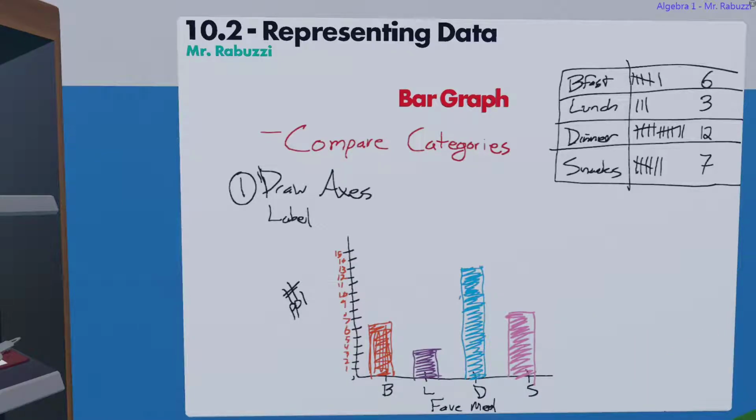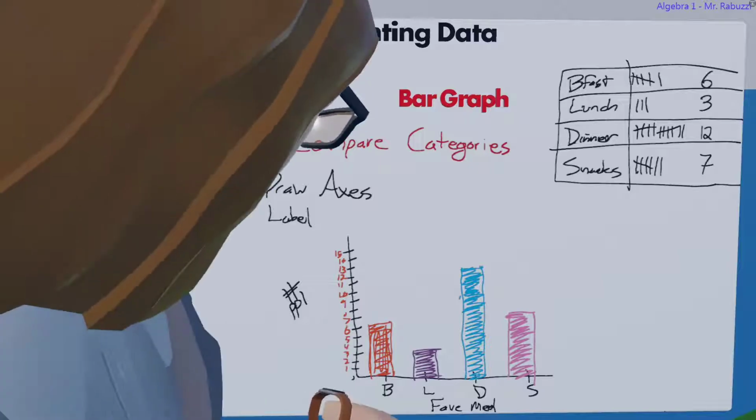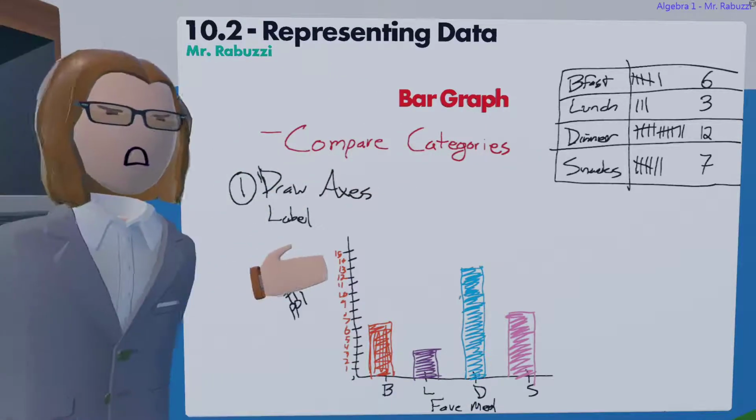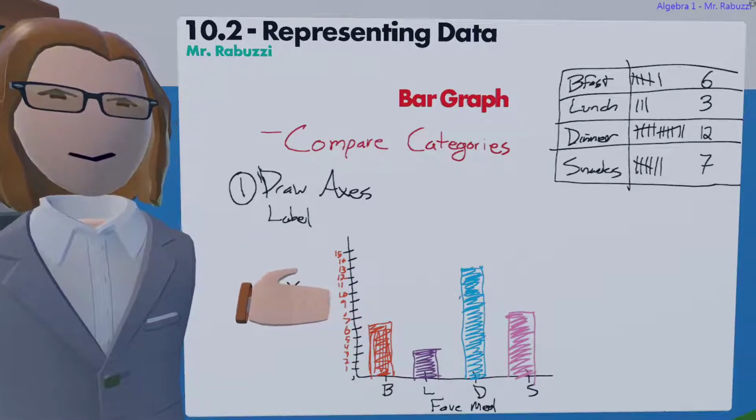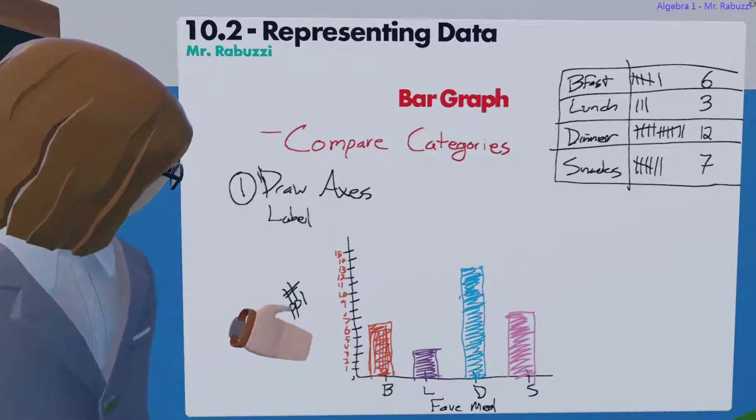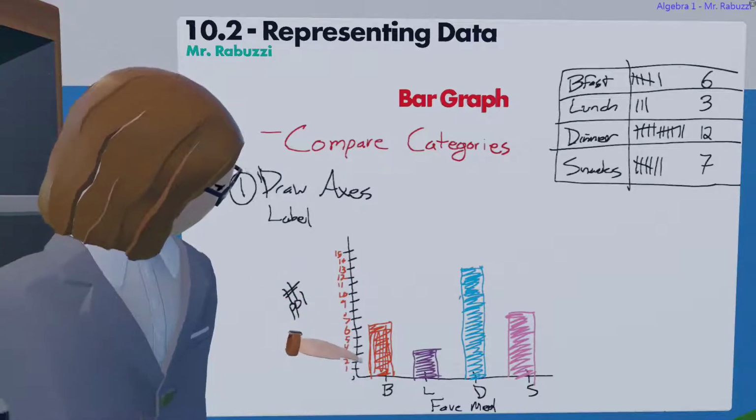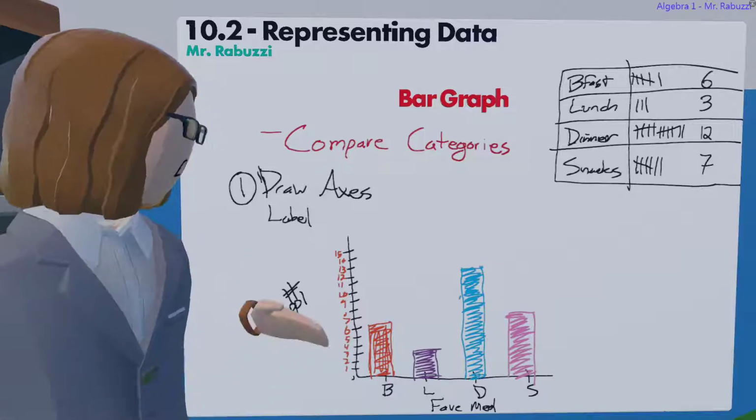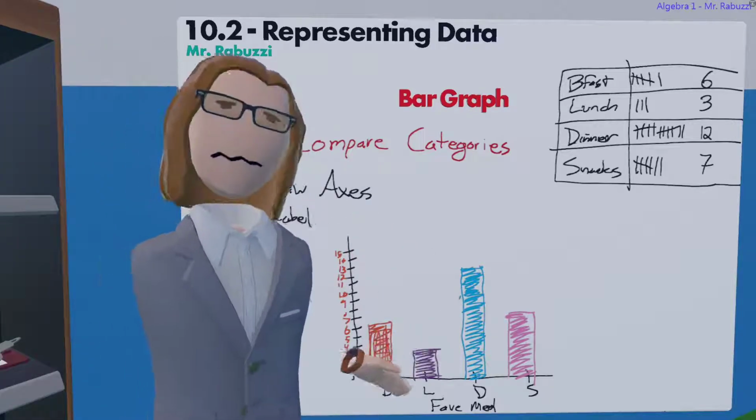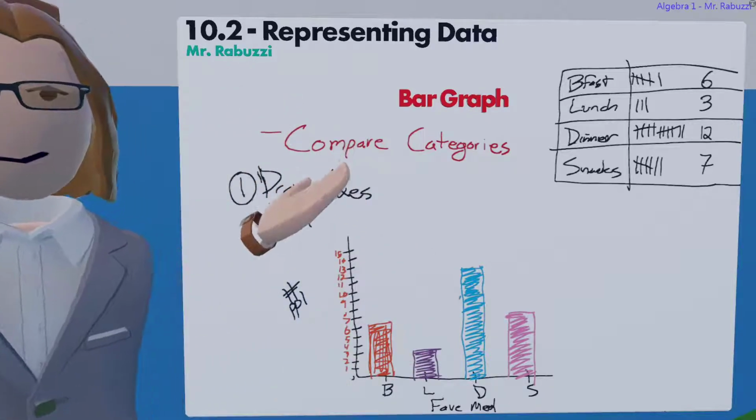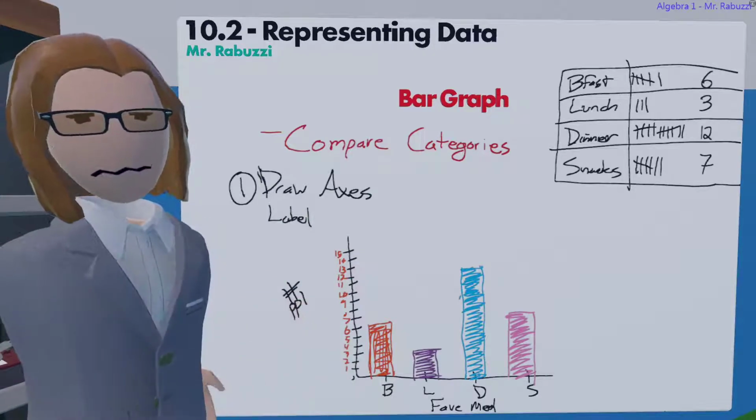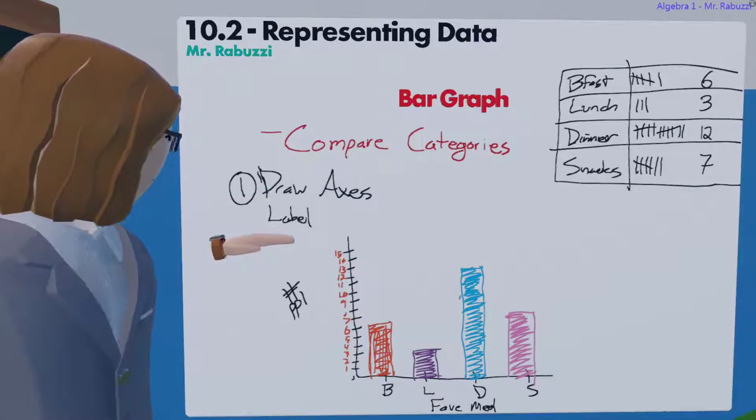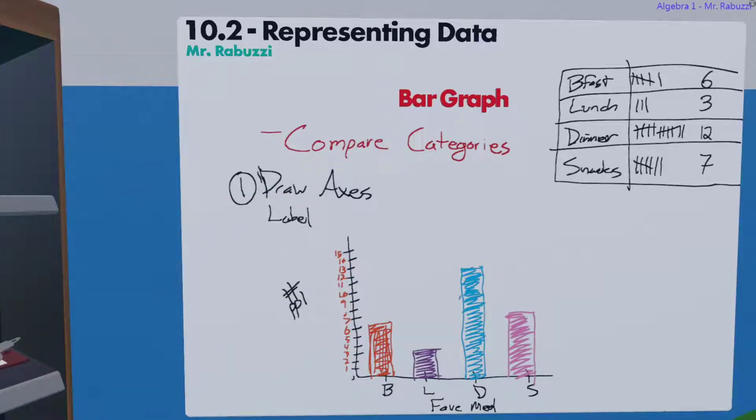It shows the different categories, breakfast, lunch, dinner, snacks, and we can compare who likes which category better, right? Oh, look, breakfast and snacks, almost the same number of people, but a lot of people like dinner and only a few people like lunch. Okay, remember I made this up, so this isn't real data, but it's a real graph. Draw your axes, label, and then make your bars.